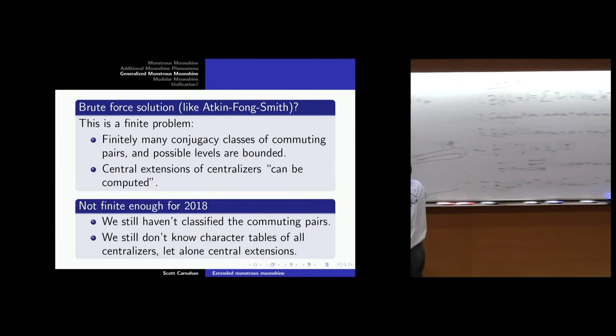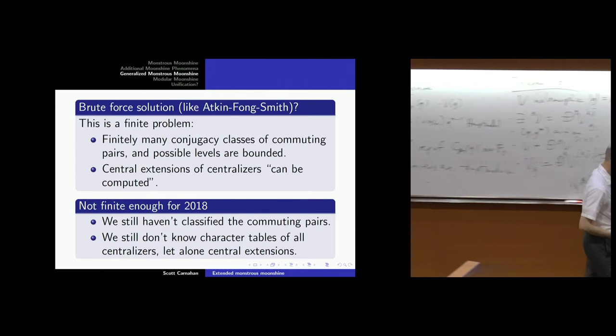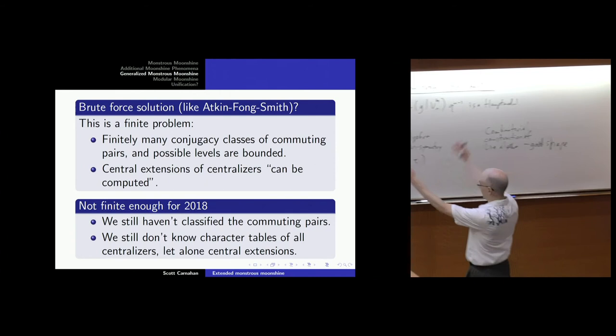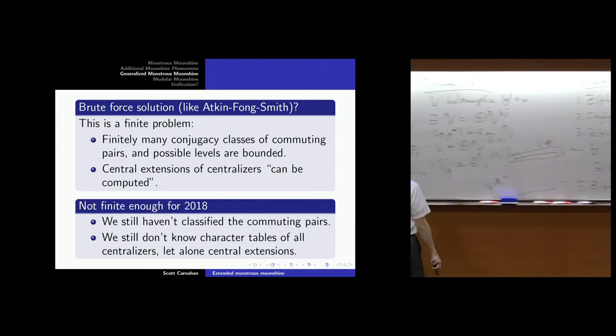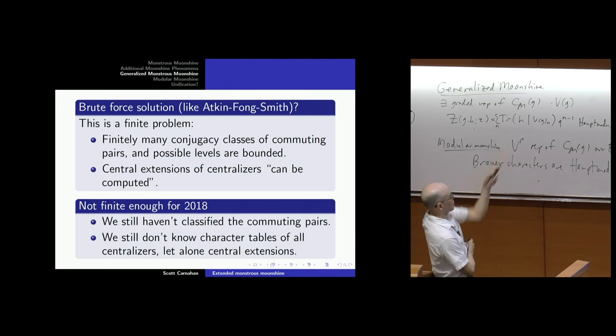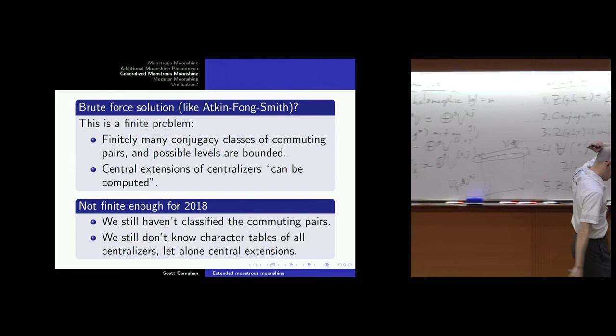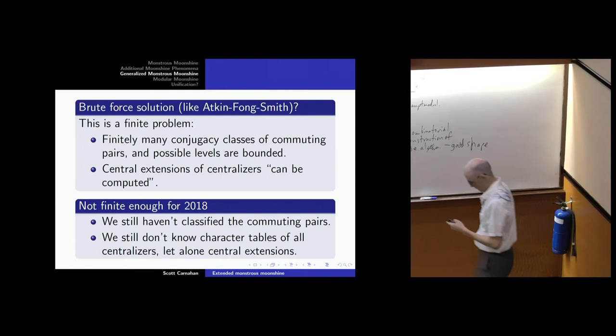So we can ask whether we can brute force a solution. We could try to compute all commuting pairs, write down all possible genus zero functions, and maybe just compare them and look at character tables. Well, we're not quite there yet, maybe just because nobody really wants to try. But anyway, we haven't classified commuting pairs of elements in the monster, and we still don't know character tables of all of these elements. So an exhaustive computation at the moment is still out of reach.